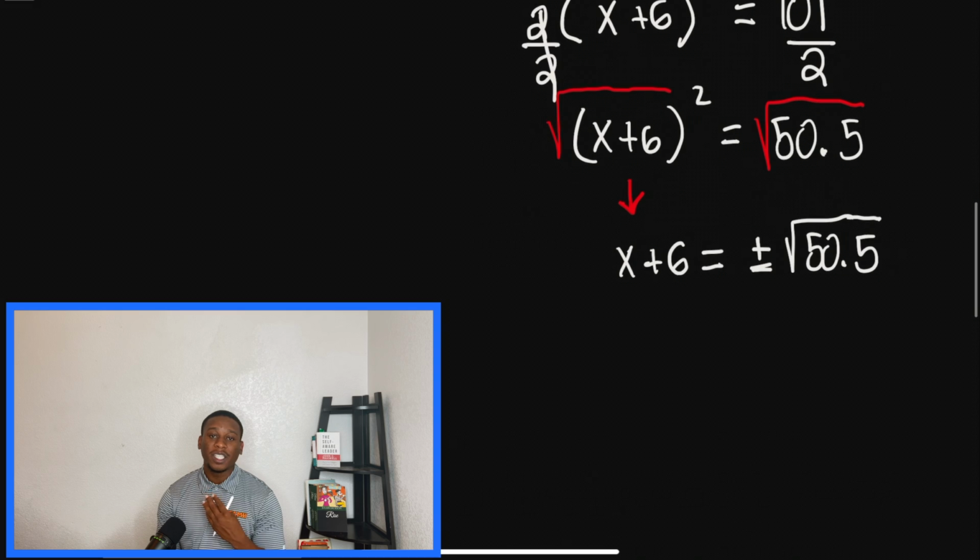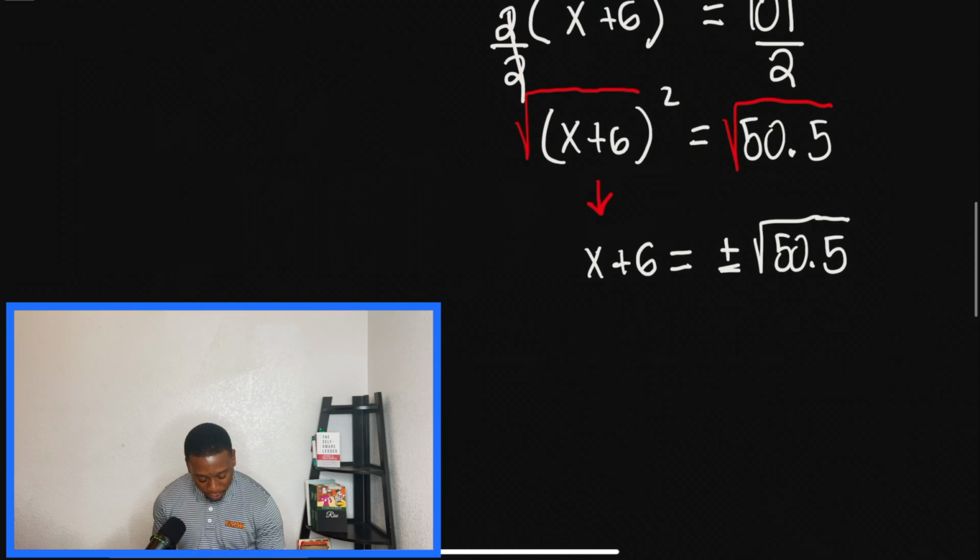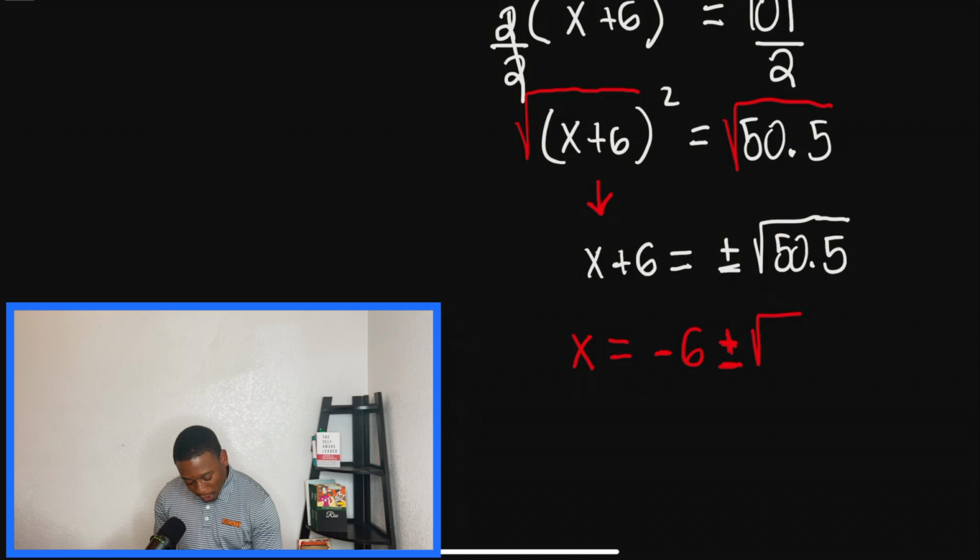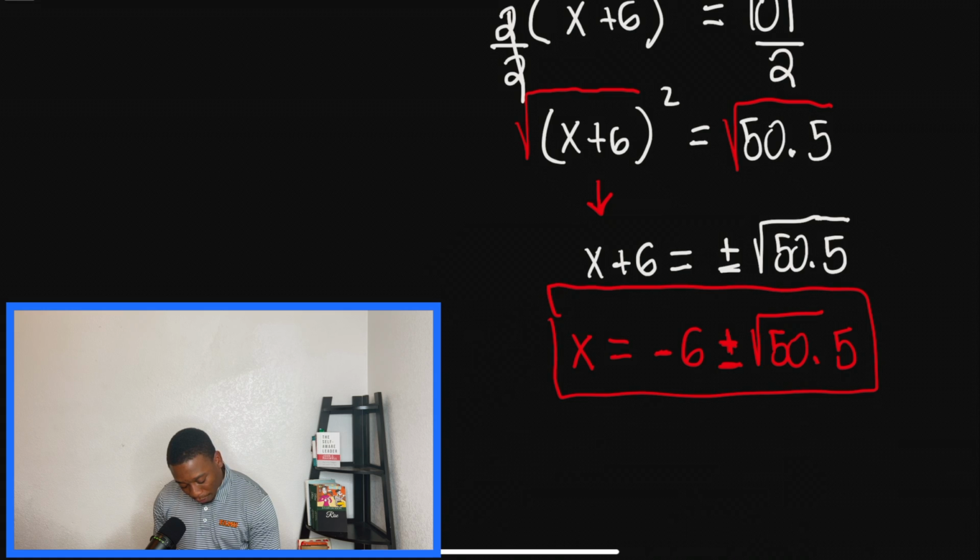So now at this stage, guys, we still have not finished this problem. We have to get this x absolutely by itself. So what I'm going to do is I'm going to subtract 6 from both sides, and that is going to give me x is equal to negative 6 plus or minus the square root of 50.5.